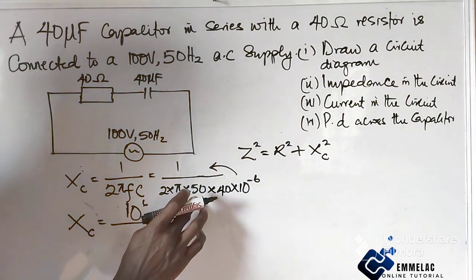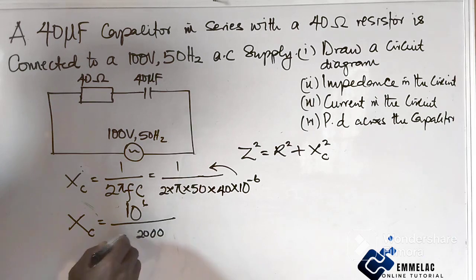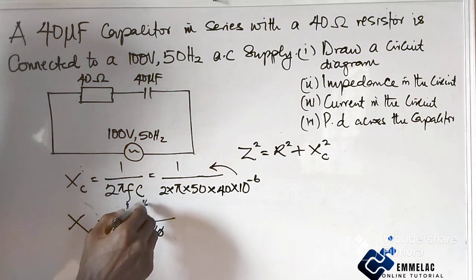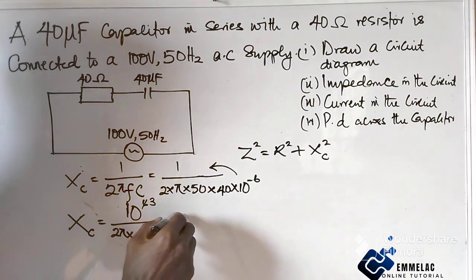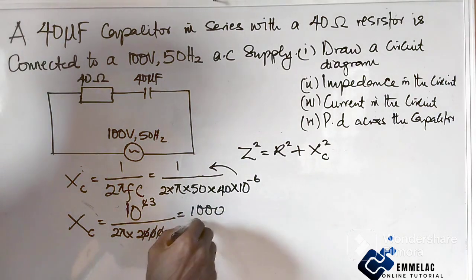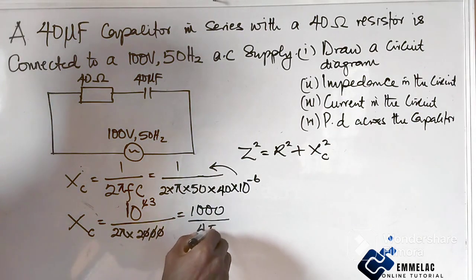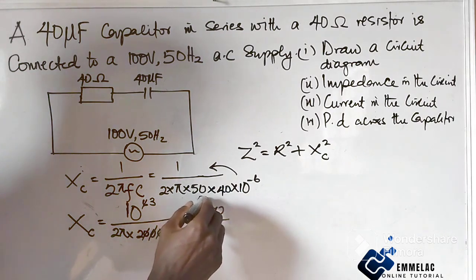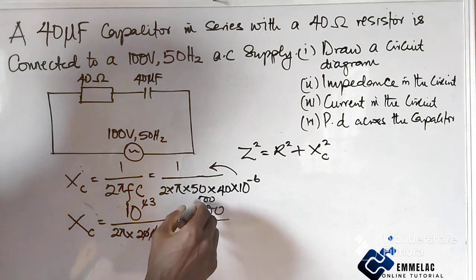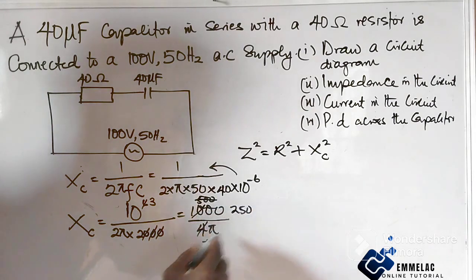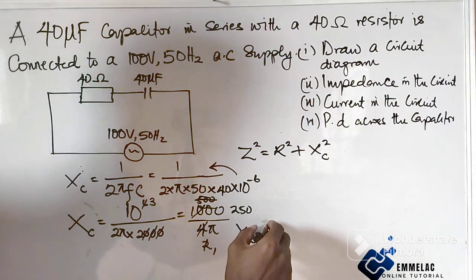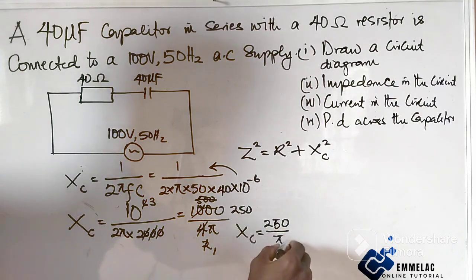Now 4 times 5 is 20, then times 2 pi. Okay, so we can cancel out the zeros, 1, 2, 3, remainder 3. So here you have 1000 over 4 pi. Okay, so 2 here, 2 here, 500, right? 2 here, 2 here, we have 250. So our reactance will now give us 250 over pi.